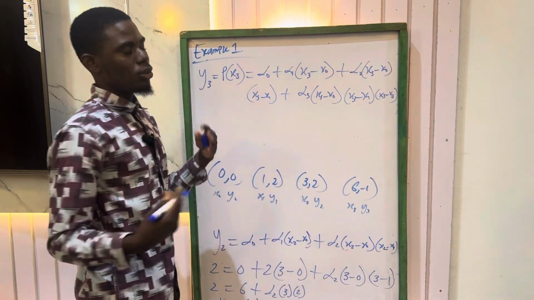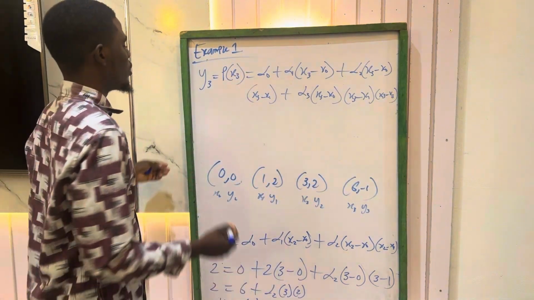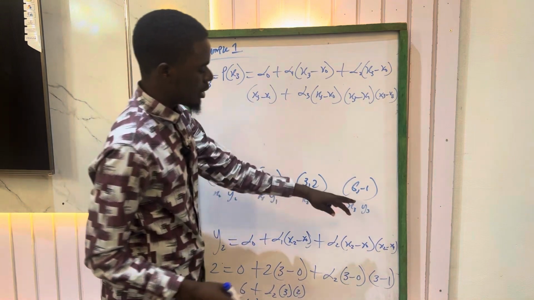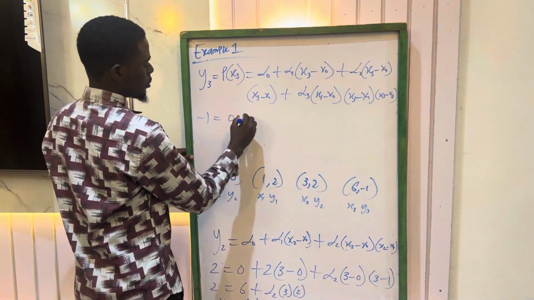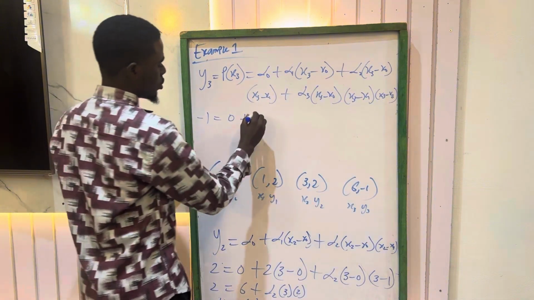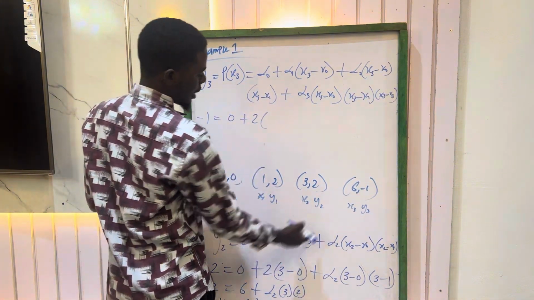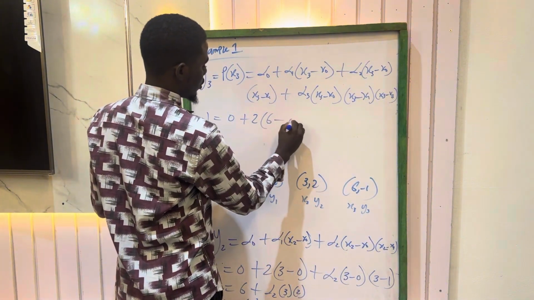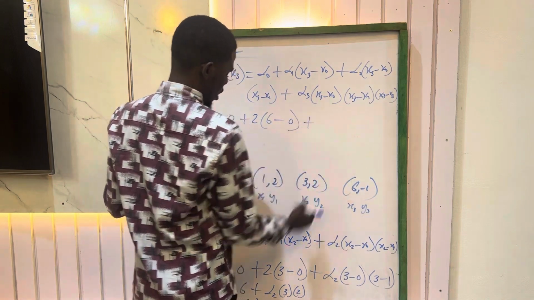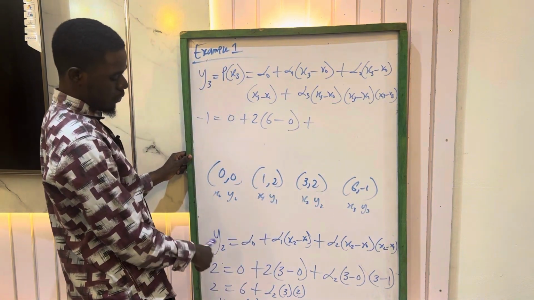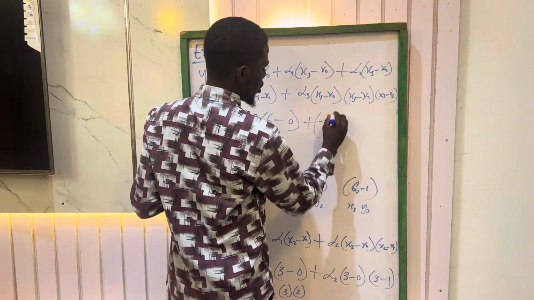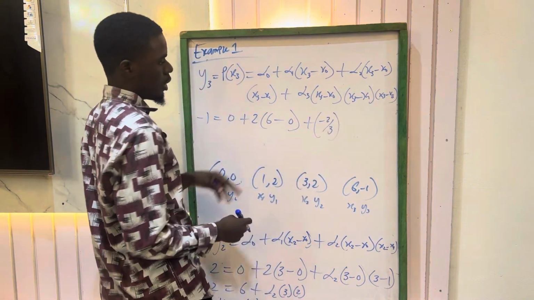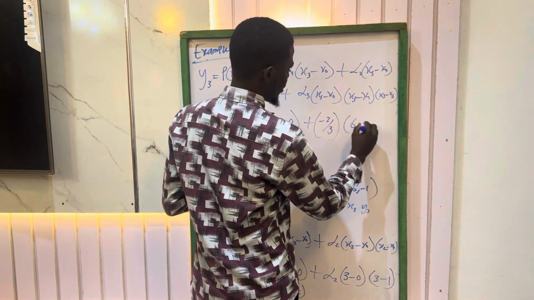So as usual, as I've been doing so far, we just plug in the values that we already know. So what is our y3? Our y3 is given as minus 1. Which means that minus 1 is going to be equal to 0 plus our alpha 1, which is 2, into bracket our x3, which is given as 6. So 6 minus 0. Then plus our alpha 2, we already found that out to be minus 2 over 3, so we say minus 2 all over 3. That's for x2, then into bracket 6 minus 0.